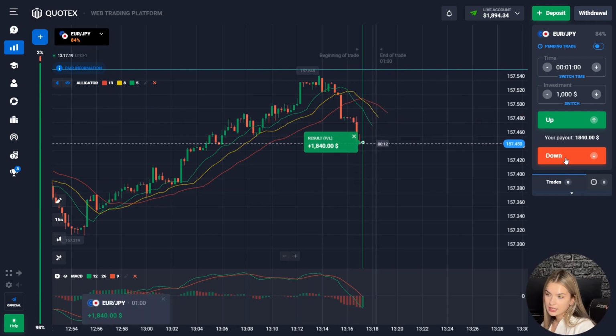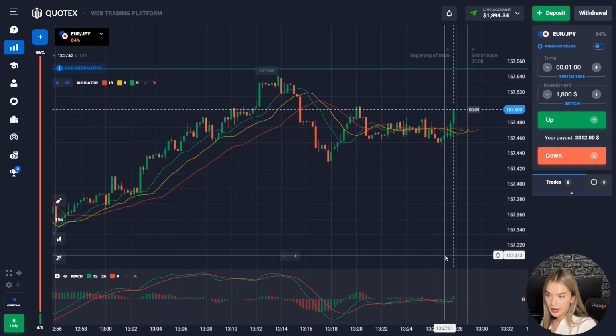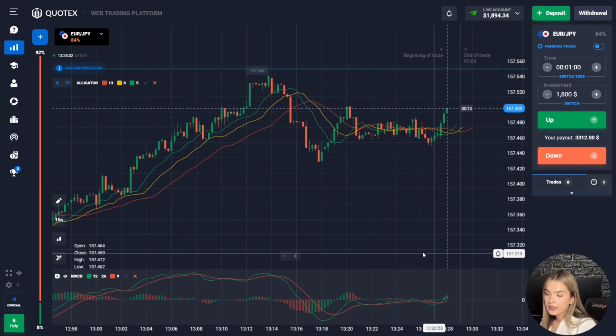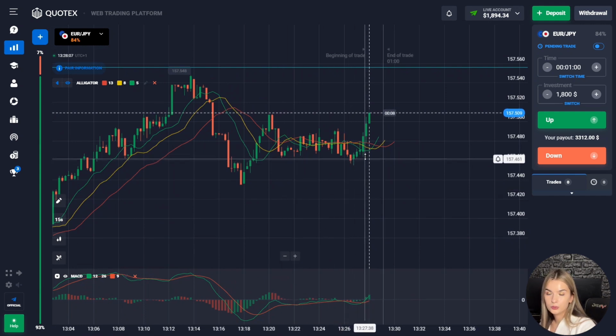As you can see, guys, it was a great entry point. The price showed a good decline and we earned. Further, the price after trading in the flat begins to pay off. The alligator's green sliding line immediately goes above the rest of the lines, and the main MACD line crosses the red one from bottom to top.